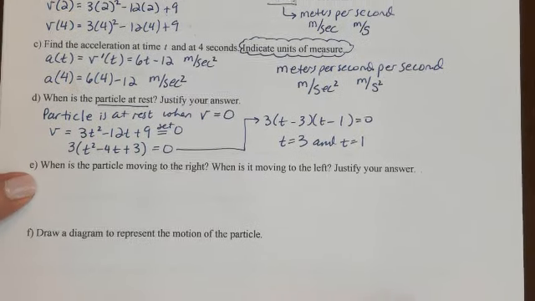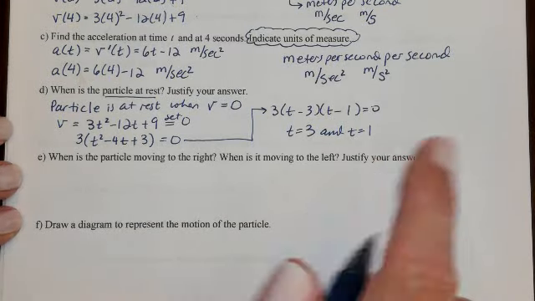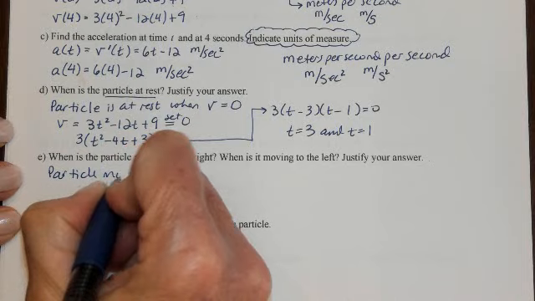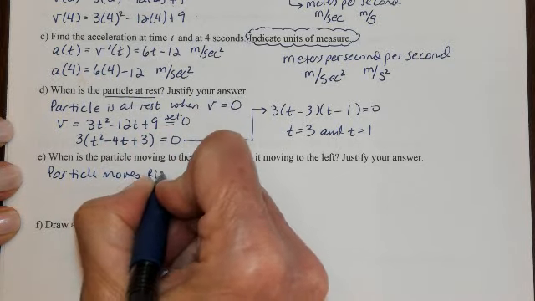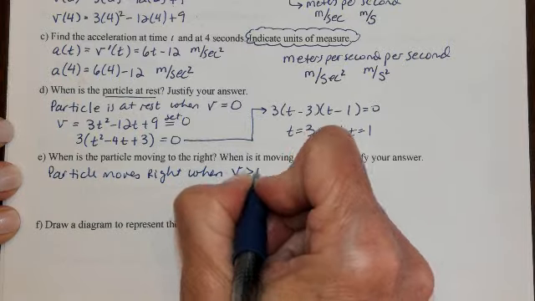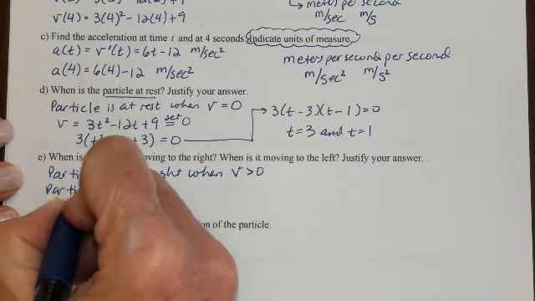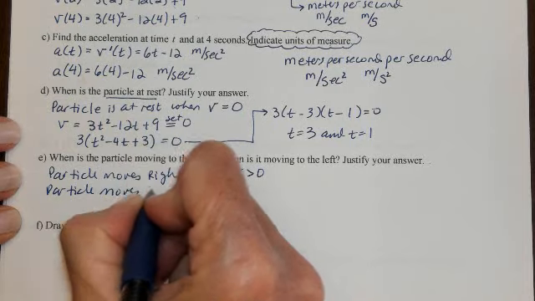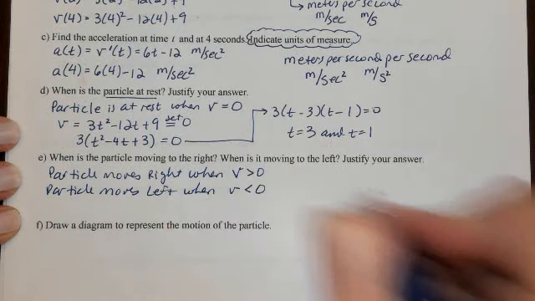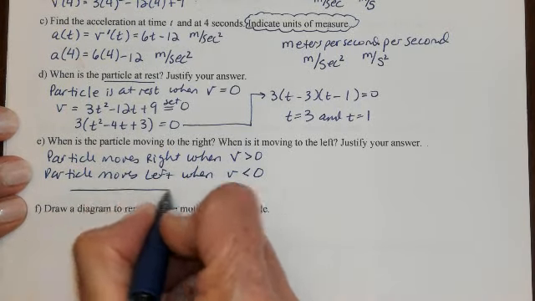Part E. When is the particle moving to the right, moving to the left, and justify? So, the particle moves to the right when V is positive. The particle moves to the left when V is negative. Okay, so all we have to do is do a sign chart on V.